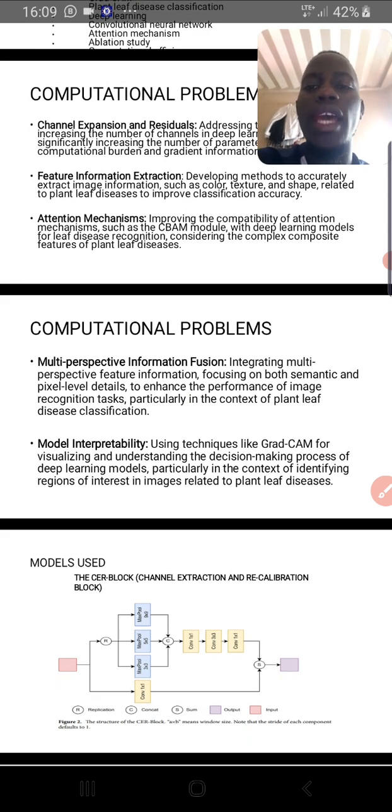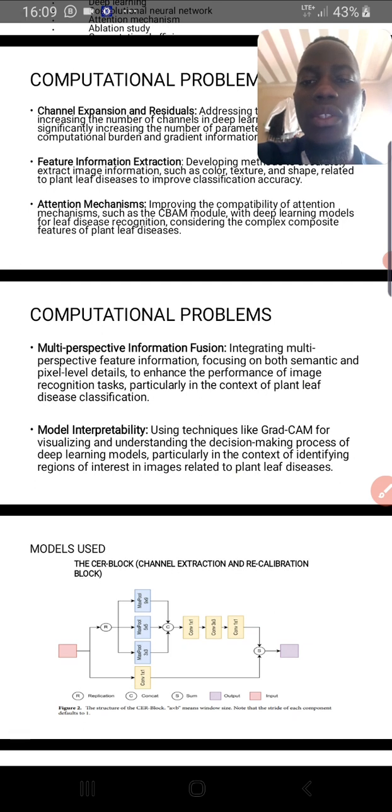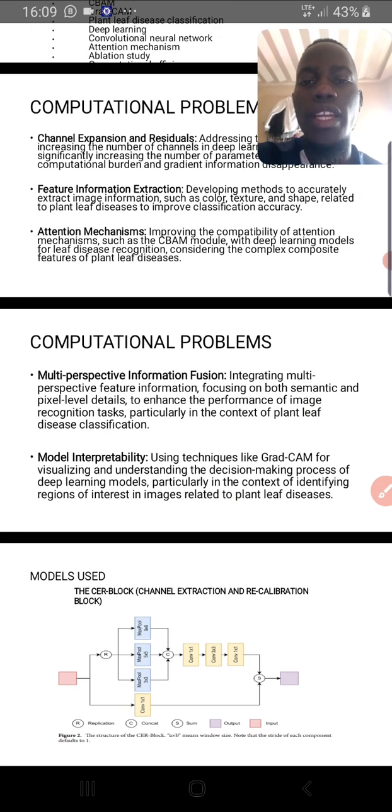Then we have feature extraction. Remember, we are having image data, so information needs to be extracted from the images, and this information includes color, texture and shape, and we use that to classify the images accurately. So we need to also solve that problem.